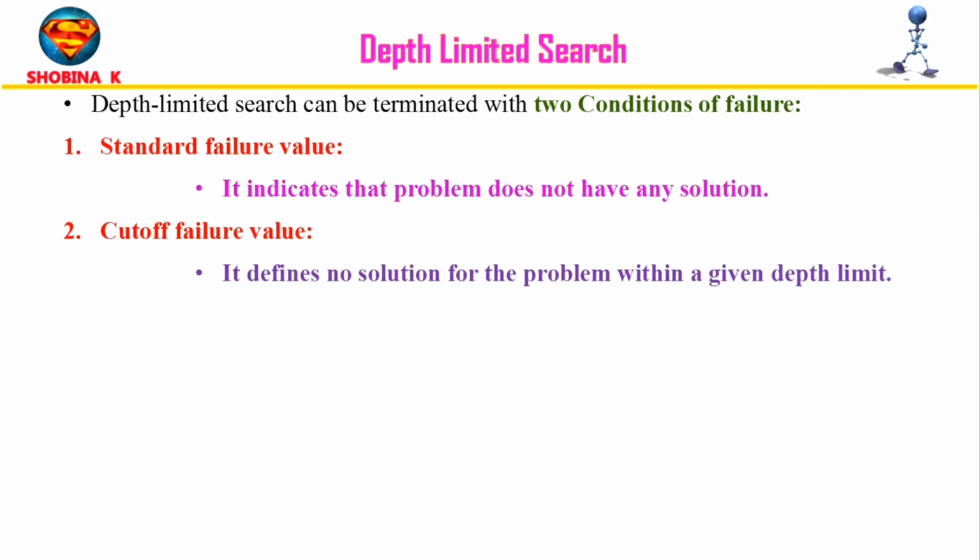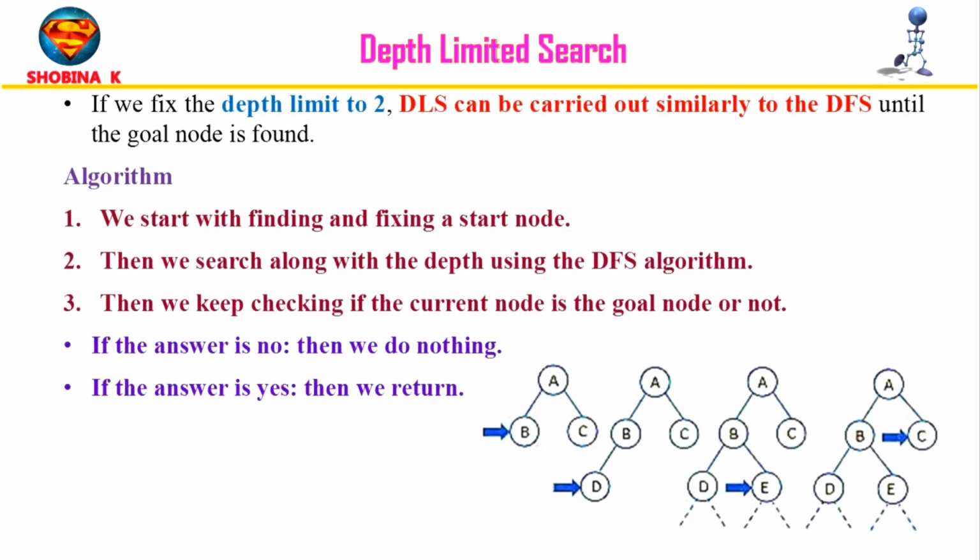And if we fix the depth limit to 2, the DLS can be carried out similarly to the DFS until the goal node is found to exist in the tree search domain. And this is the algorithm of the example. First, we start with finding and fixing a start node. Then we search along the depth using the DFS algorithm. Then we keep checking if the current node is the goal node or not. If the answer is no, then we do nothing. If the answer is yes, then we return.